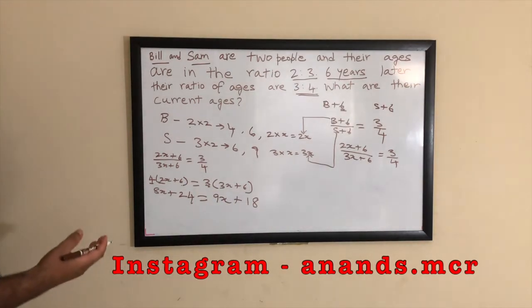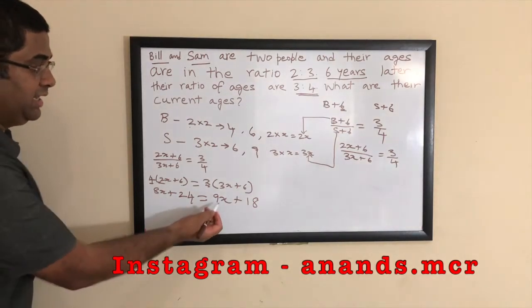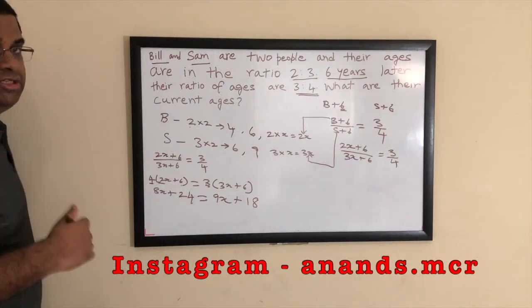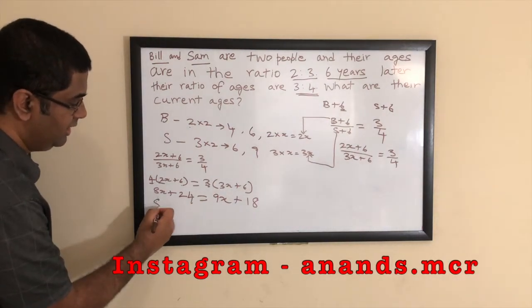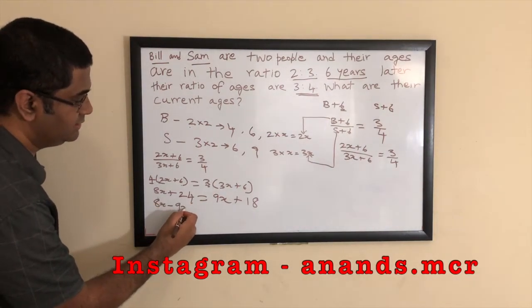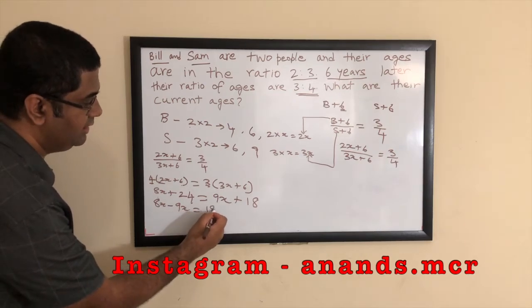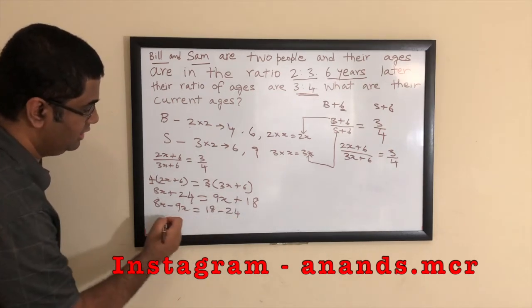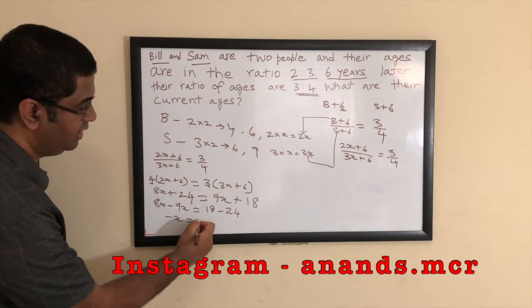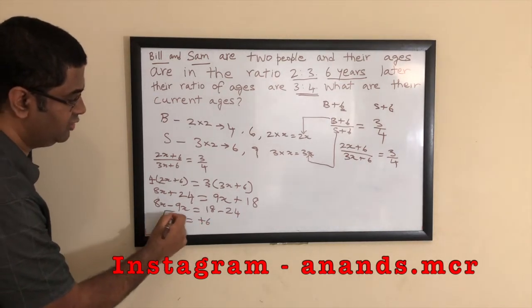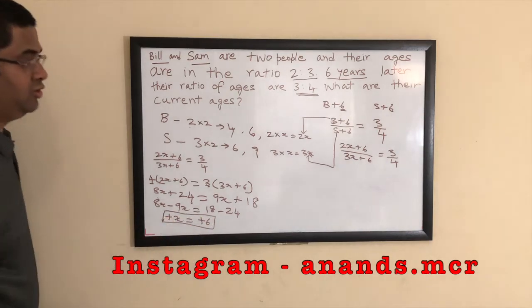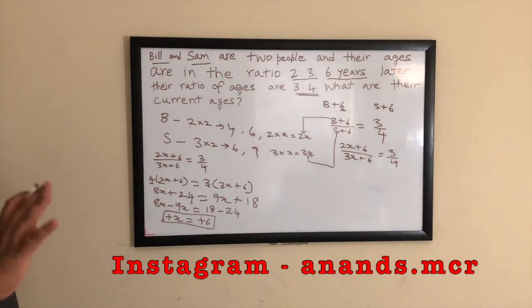So here what do we do, friends? The usual technique wherein we put the variables on one side and numbers on another side. So this will be 8x minus 9x will be equal to 18 minus 24. This is minus x, which will be equal to minus 6. Minus on both sides, so we make it positive. So x is equal to 6. So what we know is, we got the value of x to be 6.